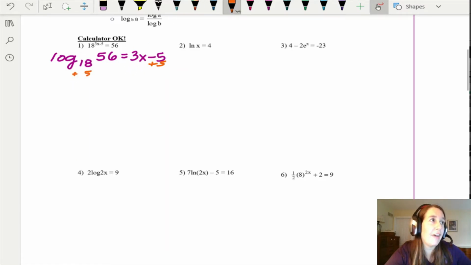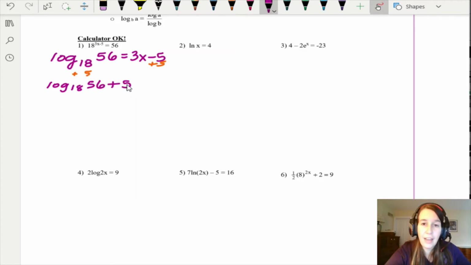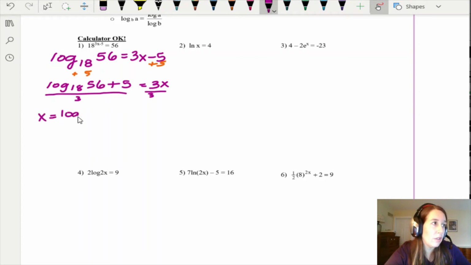So if we add the 5, I do want you to realize this is log base 18 of 56 plus 5. Don't try to shove the 5 anywhere into the log. That's not going to make any sense, okay? Because this is a log and this is just the number 5. Then to solve for the x, okay, so this is equal to the 3x. So then now we're going to divide both sides by 3. So x is equal to log base 18 of 56 plus 5, divided by 3.